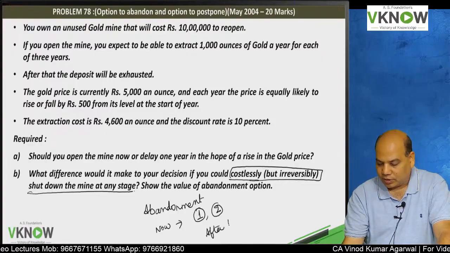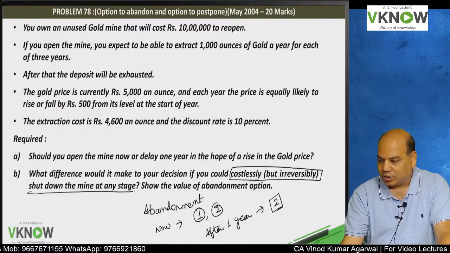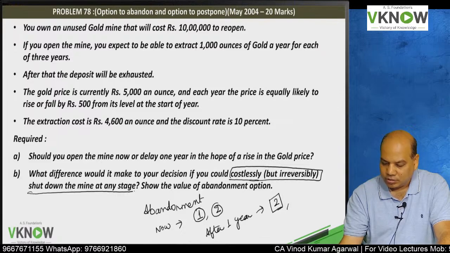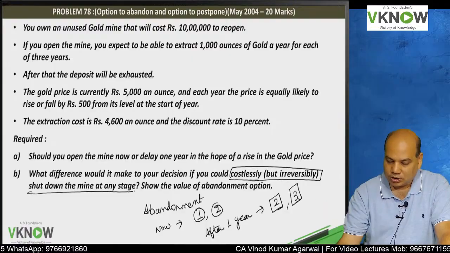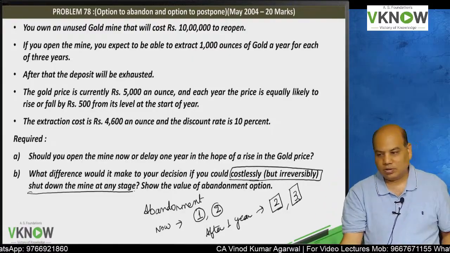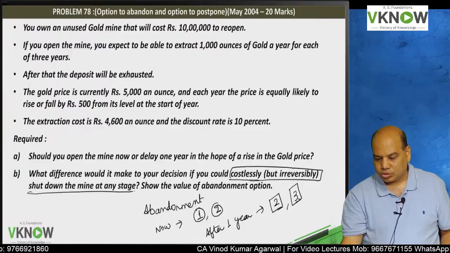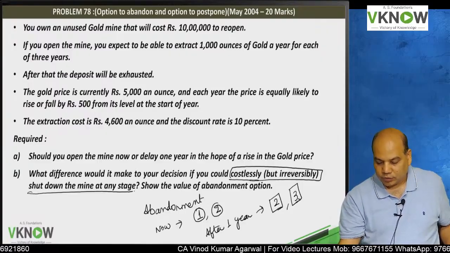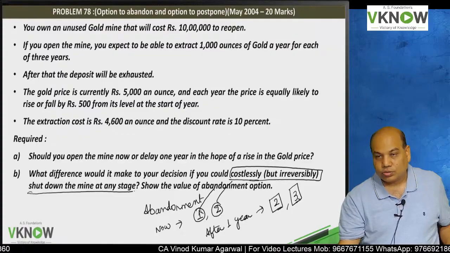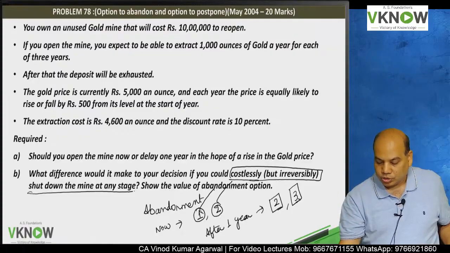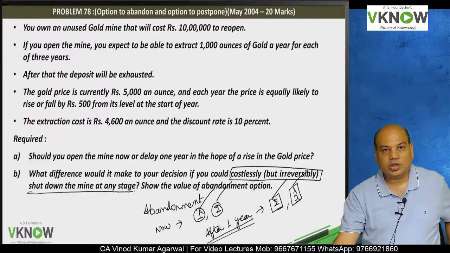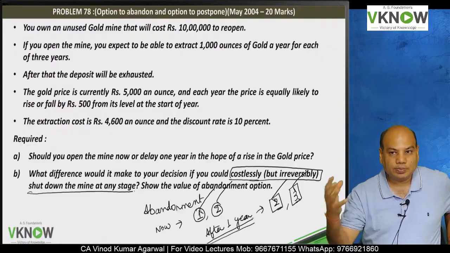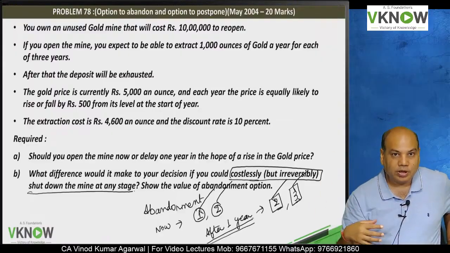If you start after 1 year, then you can abandon the mine at the end of the 2nd year, or you can abandon the mine at the end of the 3rd year, because in any case in the 4th year your mine will get automatically closed. So should you abandon at year 1 or year 2 if you open the mine now? Should you abandon at the end of year 2 or year 3 if you decide to open the mine after 1 year? Again compute NPV with abandonment option.